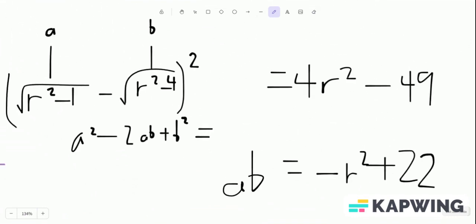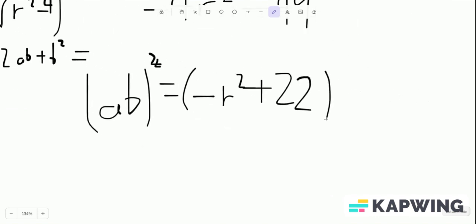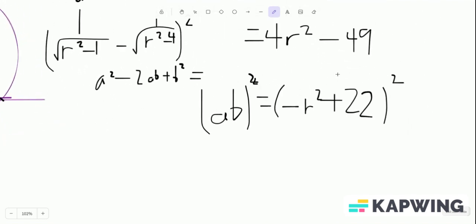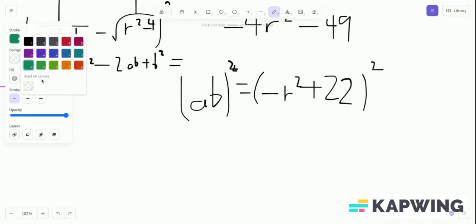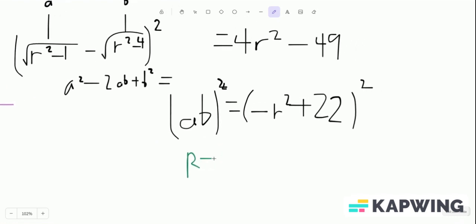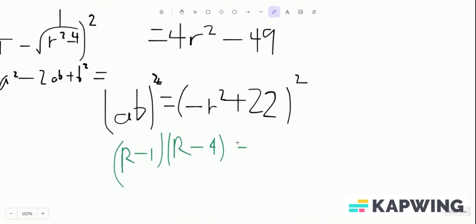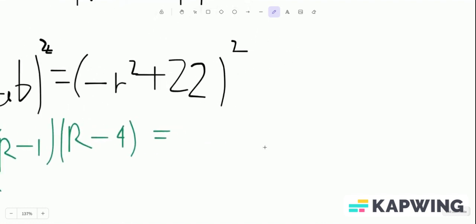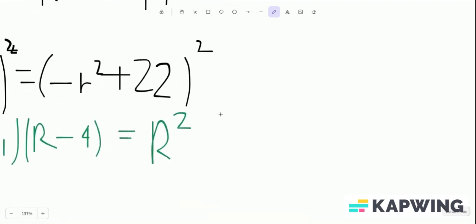And so if we multiply these, and square both sides, then we'll get rid of the radical. And we'll have big R minus 1 times big R minus 4 equals, we have a negative R plus 22 squared.